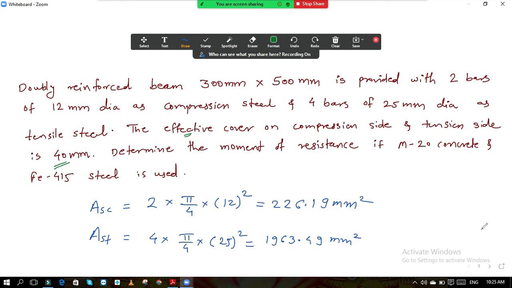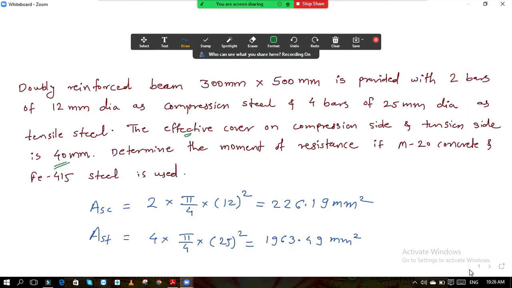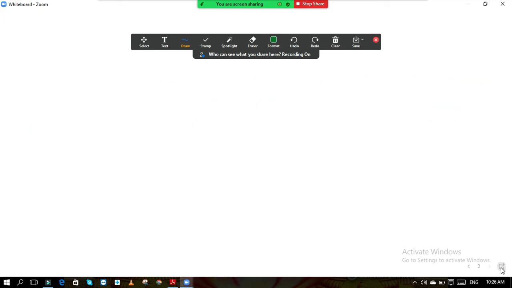Now in this problem, I will take a new sheet. Here we will come. In this problem, 4 bars of 25 mm are given at the bottom and 2 bars of 12 mm are given at the top. So it is very easy now. Suppose again this is the cross section. What are the bars provided at the bottom? At the bottom 4 bars are provided, so I will draw here 1, 2, 3 and 4. So these are the 4 bars.